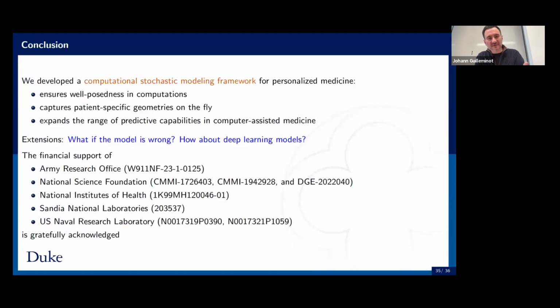Then I just discussed very briefly two extensions. One is that usually I assume that my models are correct. I assume that my PDEs are the correct ones, but it's not completely the case. You may have heard about model discovery right now. People are trying to refine or develop new models or a family of models. And then the second aspect I introduced is deep learning models.